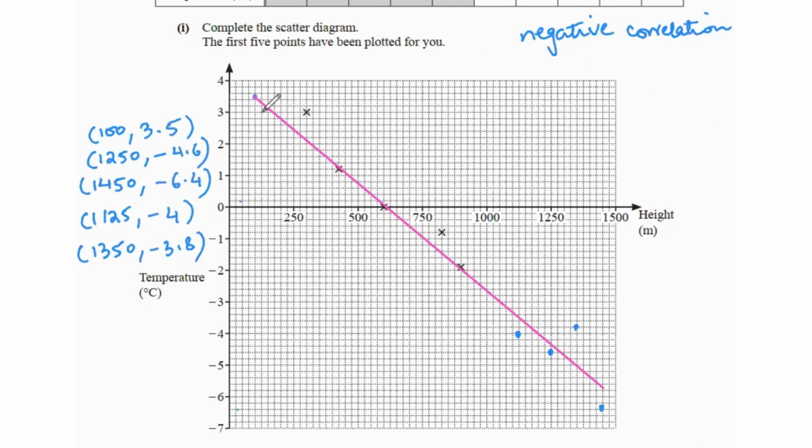Next, we need to figure out the temperature at 1,000 meters. So at 1,000 meters, we're getting negative 2.7. Negative 2.7 degrees Celsius is the temperature at 1,000 meters based on the line of best fit.